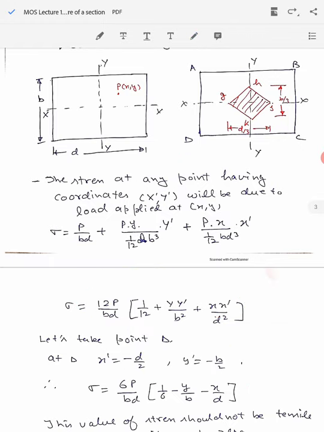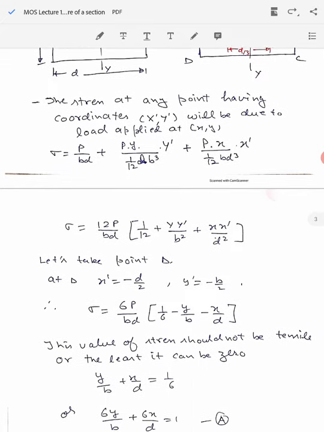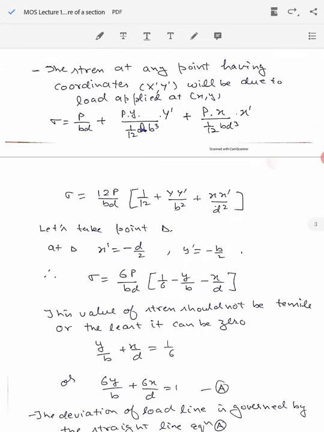Now we don't want this value to become tensile in nature, so at the most it can go to become 0. So that's why we'll substitute this value sigma equal to 0. This will give me the equation shown over here, y by b plus x by d equal to 1 by 6, which we can simplify as equation A, shown below.